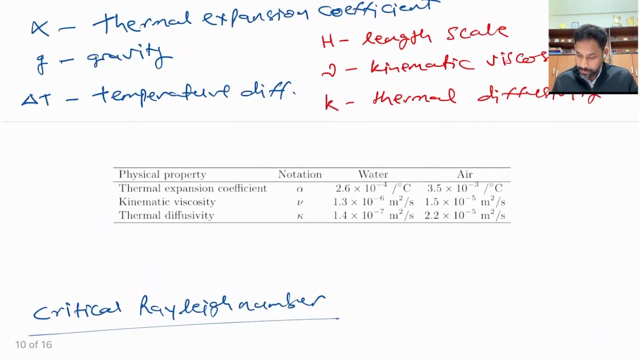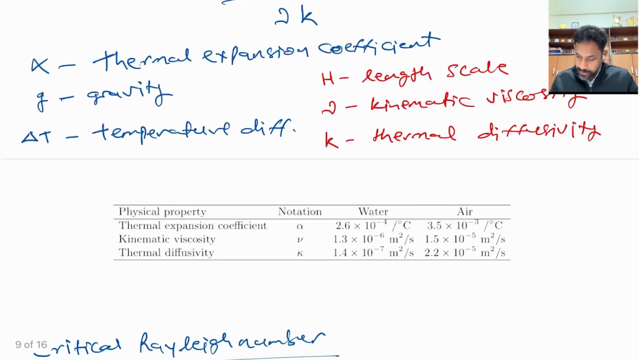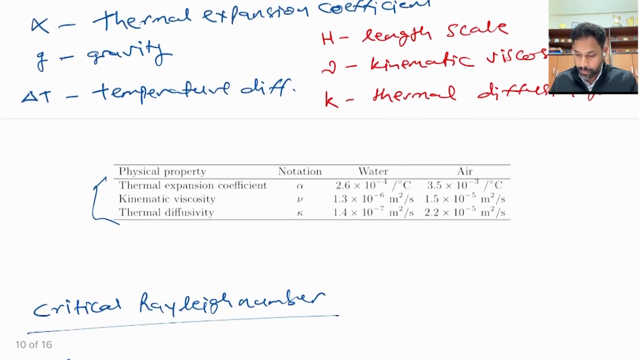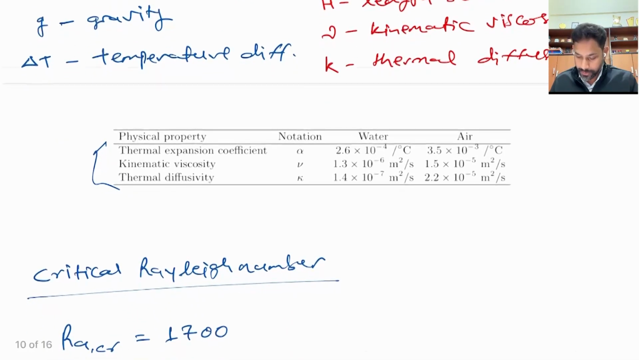Now coming back to this table where you can see the properties of both water and air: thermal expansion coefficient, kinematic viscosity, and thermal diffusivity. These are the usual values that we use, and these values will be given in case we have to solve a problem related to this particular case. So that is the buoyancy force and convection.